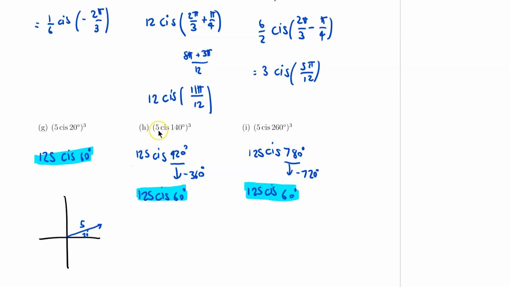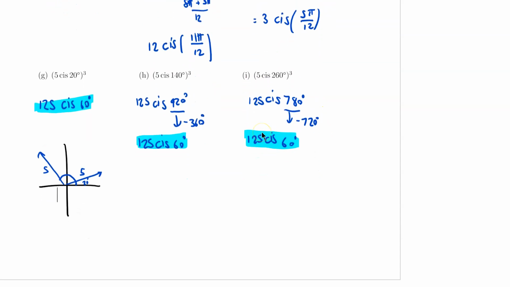For part H, 5/6 of 140. So 140 is going to be about here. So this is going to be a vector that is 5 units long, and the angle here is going to be 140 degrees. And for part I, 5/6 of 260. 260 is going to be about right here. It's going to be another vector that is 5 units long, and the angle here is going to be 260 degrees. So these three are not the same complex number, but when we raise them to the third power, we end up getting the same number here.